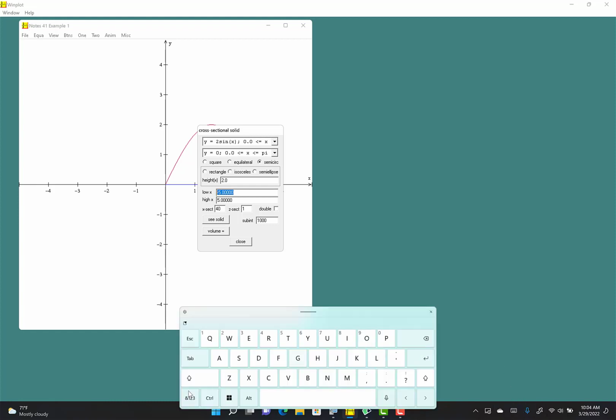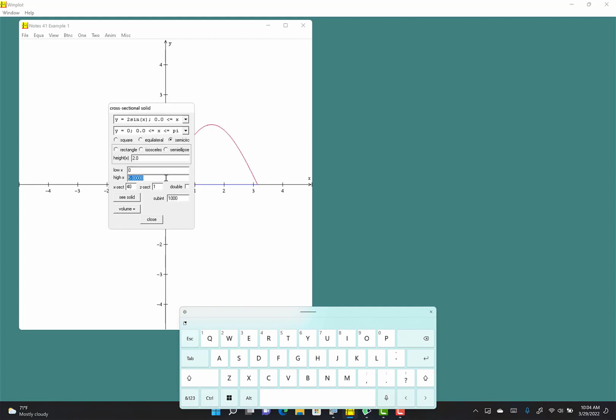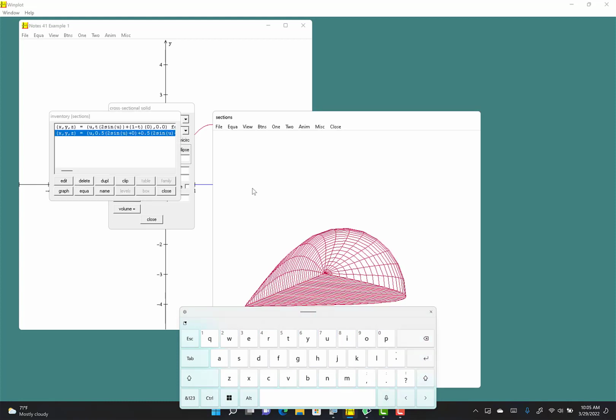All right, guys, sorry about that. I should have had it already ready. 0, and then high at pi. Is that pi? Yes. Pi, P-I, and solid. All right, there it is. All right, can I make it bigger?